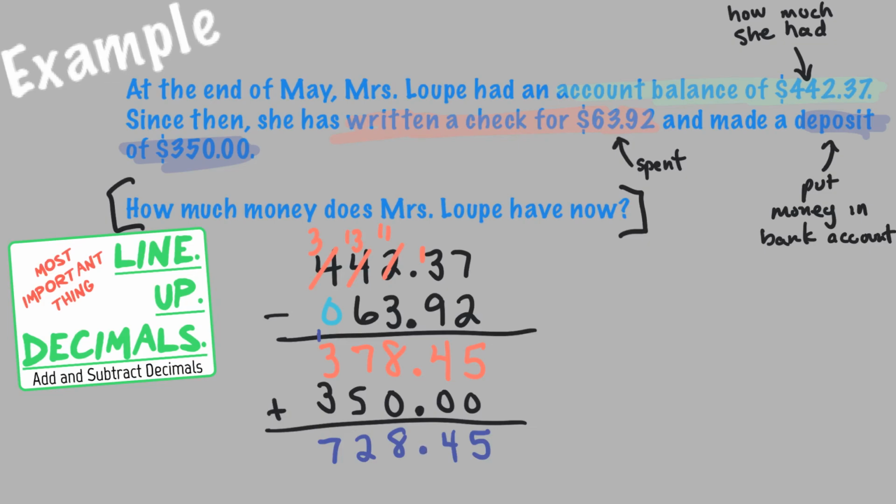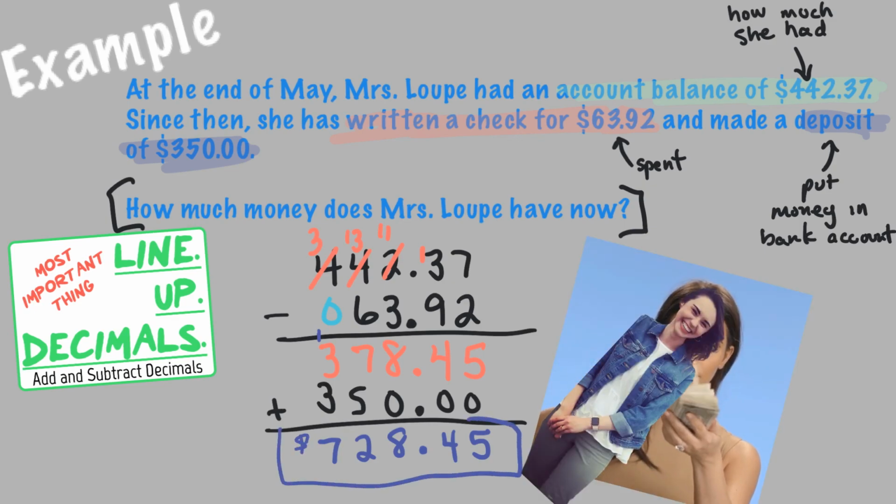And now we can see if we answered the question. So remember, in the story, this is how much money Miss Loop had. So we had that here. Then she wrote a check, so she spent this much money. That's why we subtracted it. That left her with this much money. And then the last thing that happened in the story was she made a deposit of $350. And a deposit is when you get money. So we added those together. And so we were looking for how much money does Miss Loop have now? Well, Miss Loop now has $728.45.